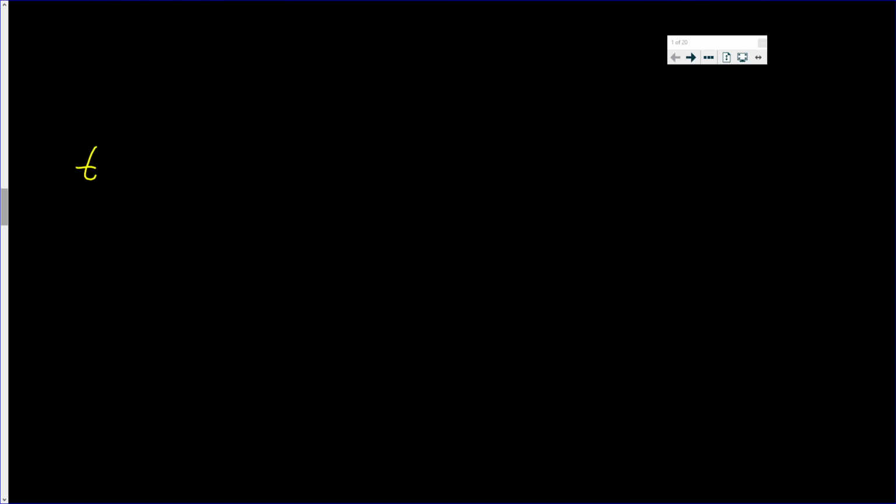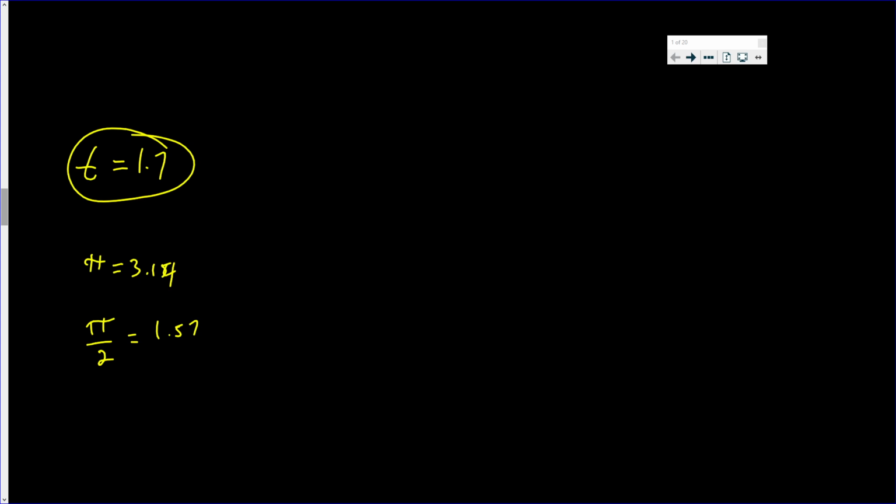What if you were asked to sketch this angle? Since it doesn't say degrees, it must be in radians. And remember that pi is 3.14. So half of pi would be 1.57. This is a little bit more than pi over 2. And pi over 2, remember that pi is exactly 180 degrees over 2, 90 degrees. 1.57 is about 90 degrees. So this is a little bit more than 90 degrees.